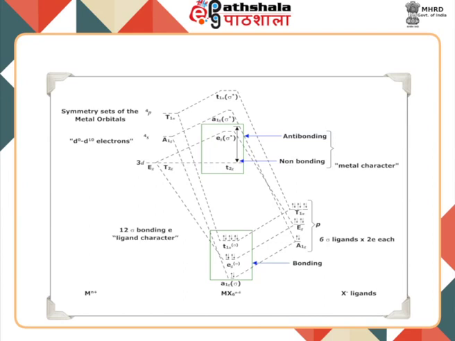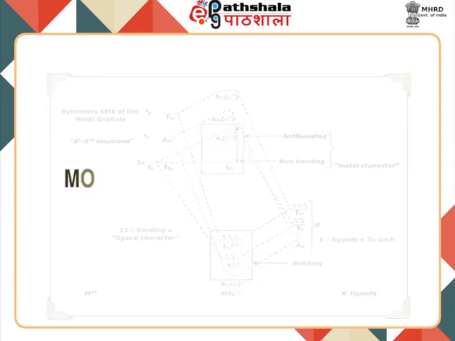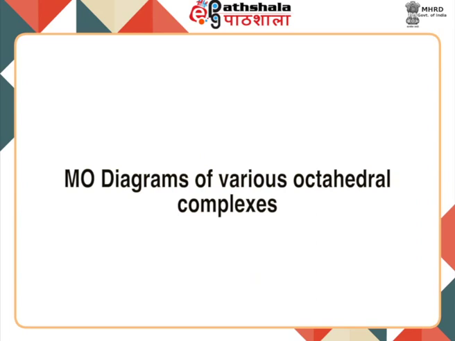Good sigma donor ligands, which are exemplified by CH3- and H-, result in strong metal-ligand overlap, resulting in a higher value of delta naught. MO diagrams for various octahedral complexes are described under the next heading. In this section, we will discuss the molecular orbital diagrams of various octahedral complexes.